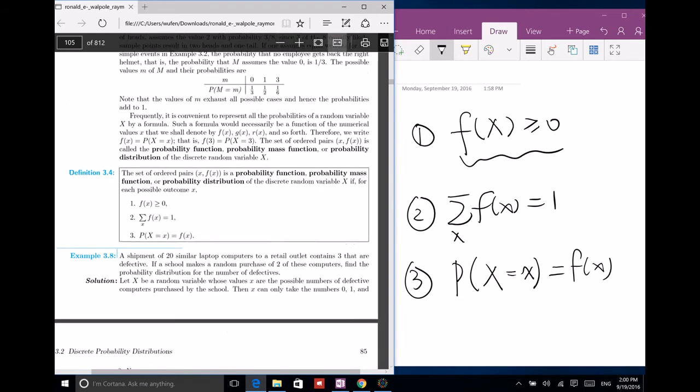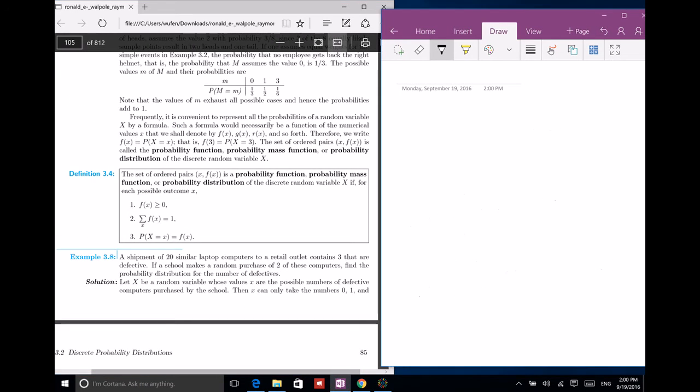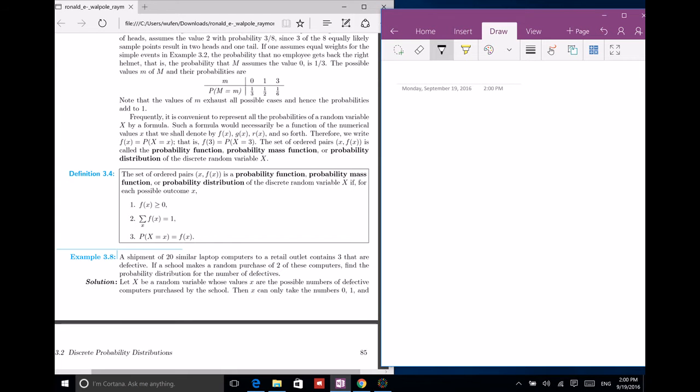Let's look at this example. A shipment of 20 similar laptop computers to a retail outlet contains 3 that are defective. So of the 20, you have 3 defective, and 17 are good.